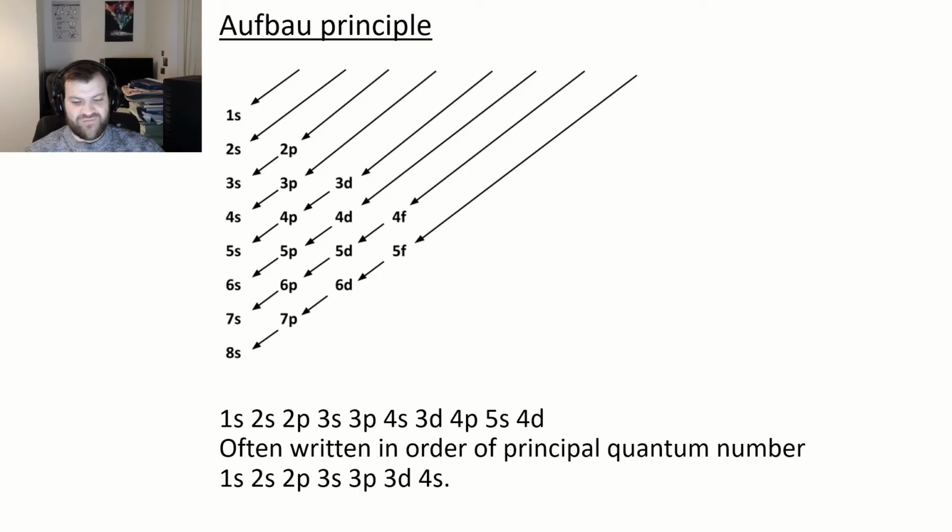So despite the 4s orbital being lower in energy than the 3d, it's sometimes written just in terms of all the 1s first, then all the 2s, 3s, and then 4s.